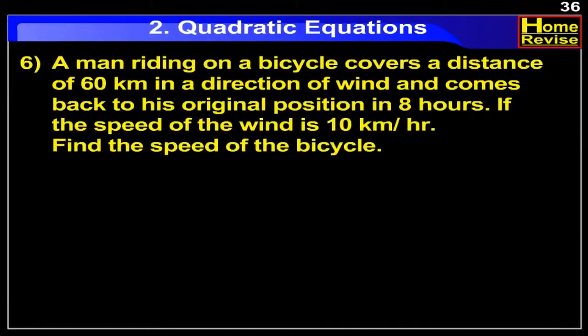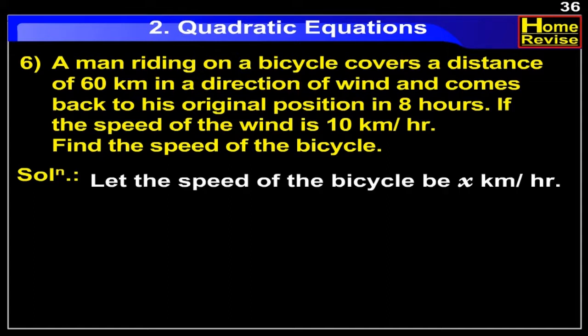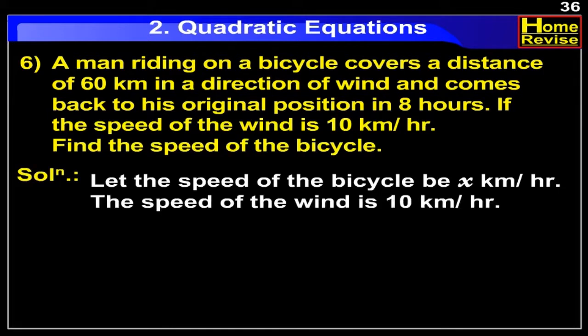A man riding on bicycle covers a distance of 60 kilometers in a direction of wind and comes back to its original position in 8 hours. If the speed of the wind is 10 kilometers per hour, find the speed of bicycle. Solution. Let the speed of the bicycle be x kilometer per hour. The speed of the wind is equal to 10 kilometers per hour. Reason given.